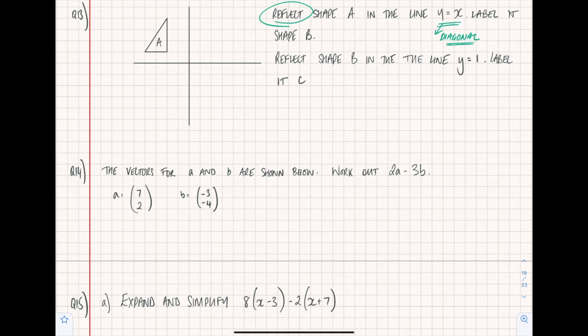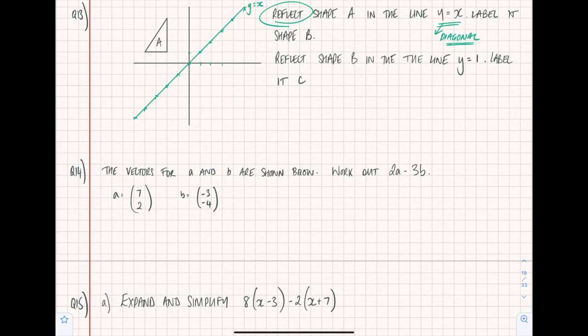Now what we're assuming in this is that each one of these squares represents 1, going up and back. So the diagonal mirror line would actually go in this direction here. Okay, so that is the line y equals x. If it was y equals minus x, it would actually go this way. Okay, so it's really important that you understand the difference between the two.